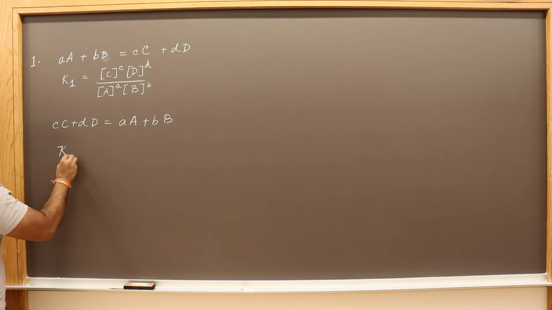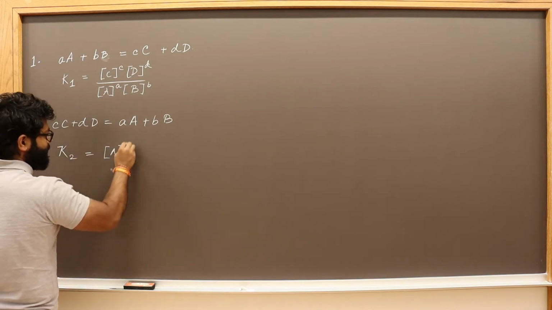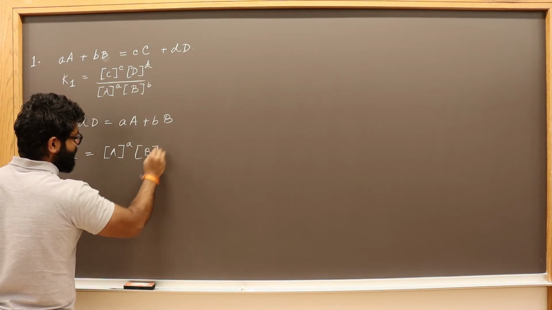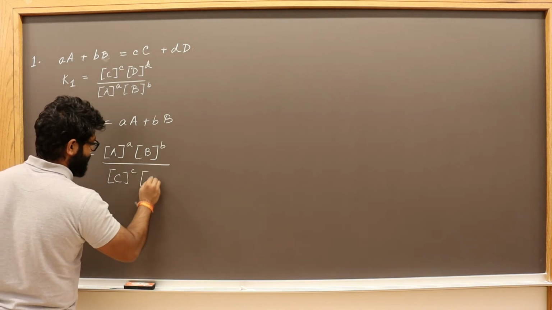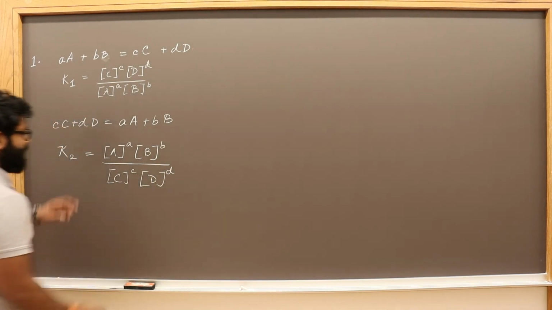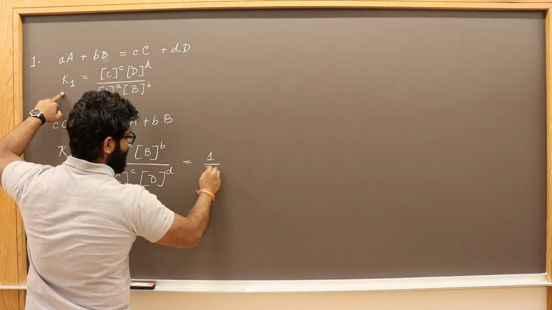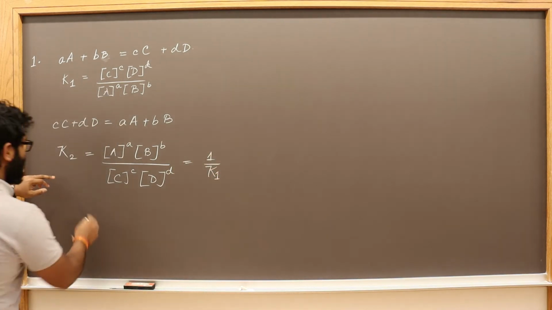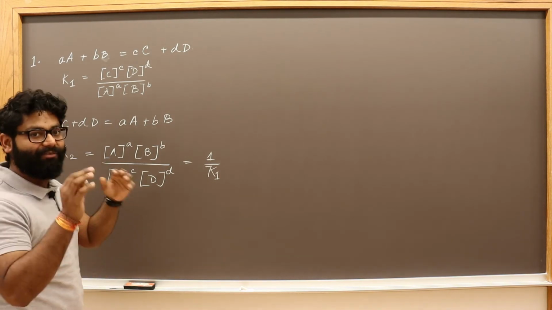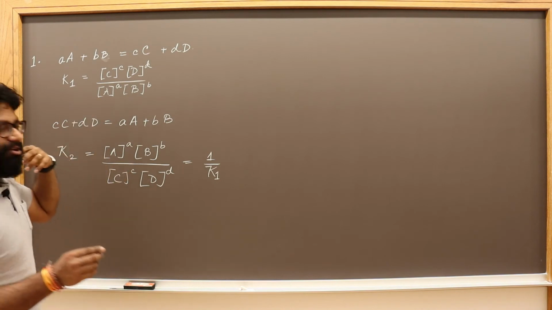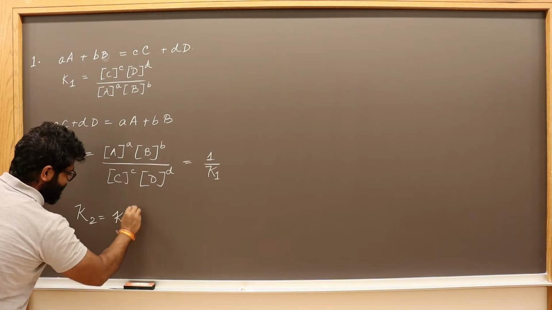So the K of the reverse, let's assume that is K2. We find that the K of the reverse reaction is something like this. Now this is just K1 inverse, isn't it? So what is the relationship between the K equilibriums of 2 reactions which are just reversed? It is just the inverse of each other.